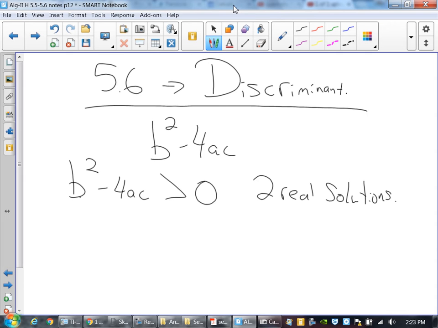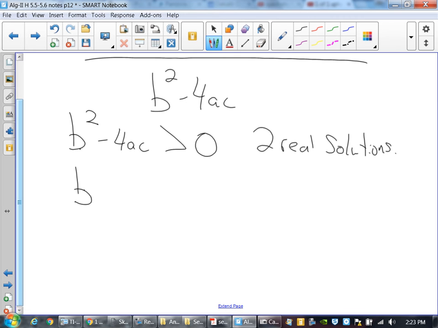The other one that can happen is if your discriminant, the whole b squared minus 4ac, is 0, then you have a specific type of quadratic. You have a perfect square. This means you have one real solution. That's when you have a perfect square.